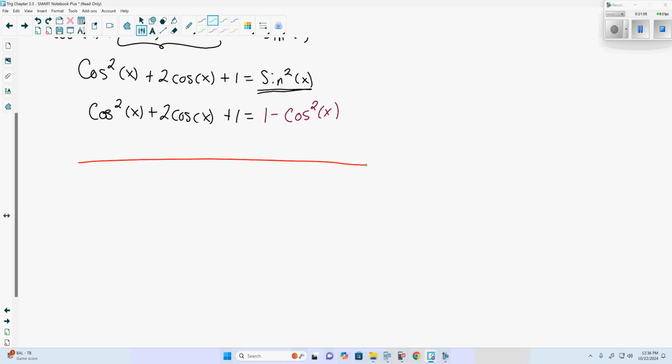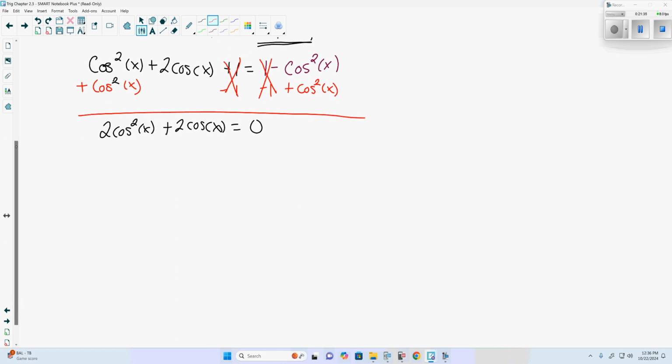Now we need to get this thing equal to 0. So one of the first things we can do is subtract 1 from both sides, because our 1 minus 1 here will cancel. It works out on the other side. It also cancels. And we can also add cosine squared of x to both sides, telling us that we have 2 cosine squared of x plus 2 cosine of x is equal to 0.